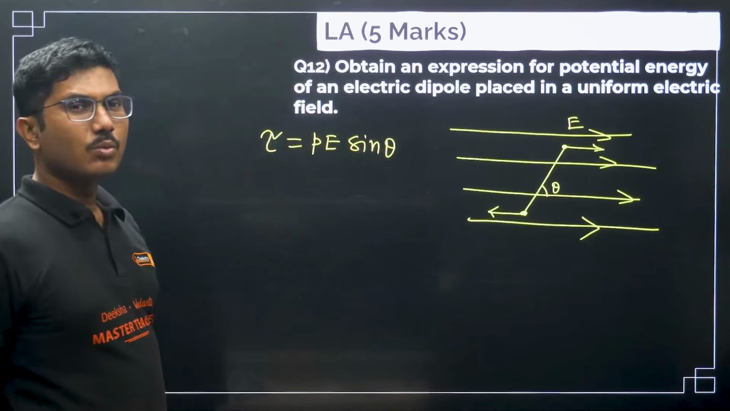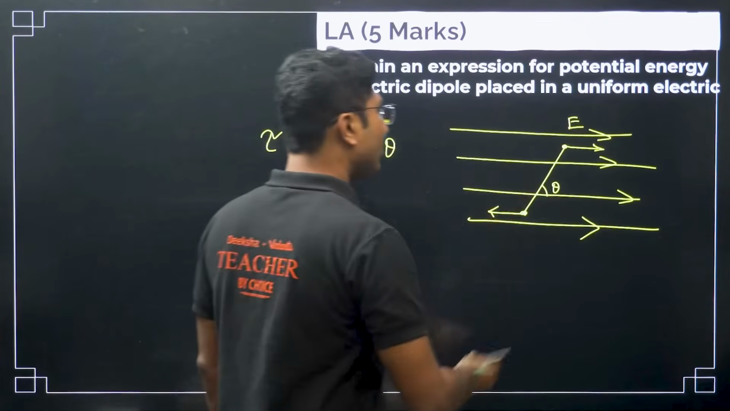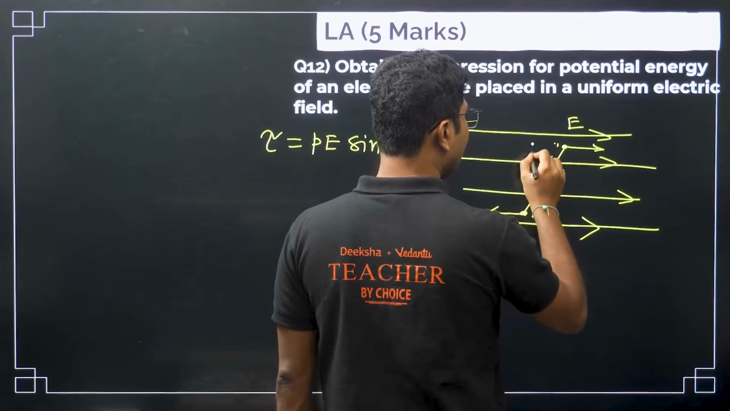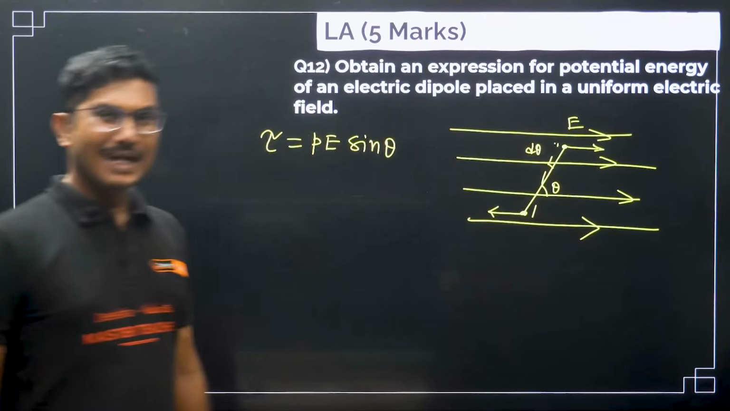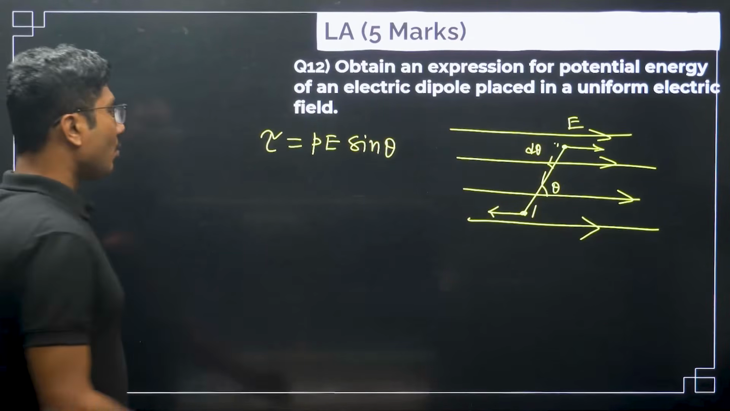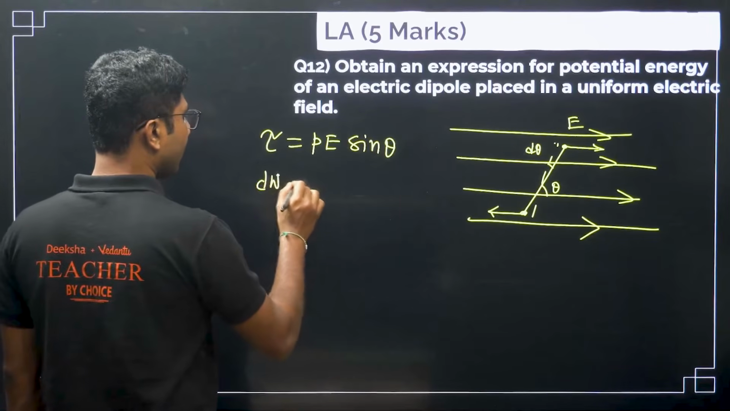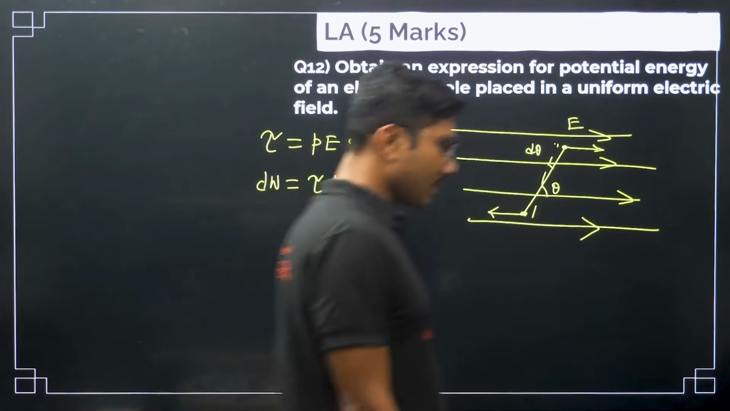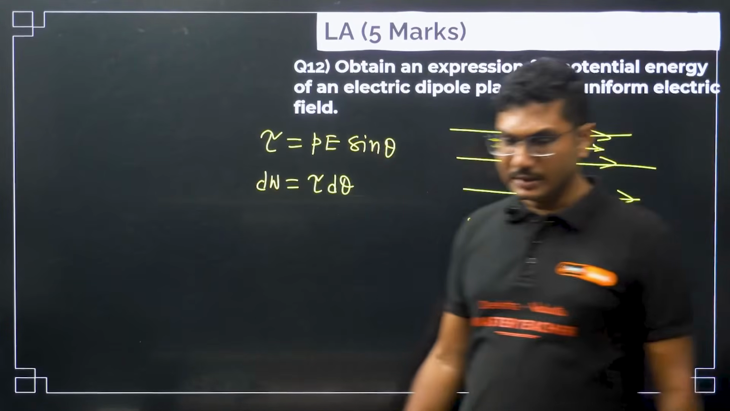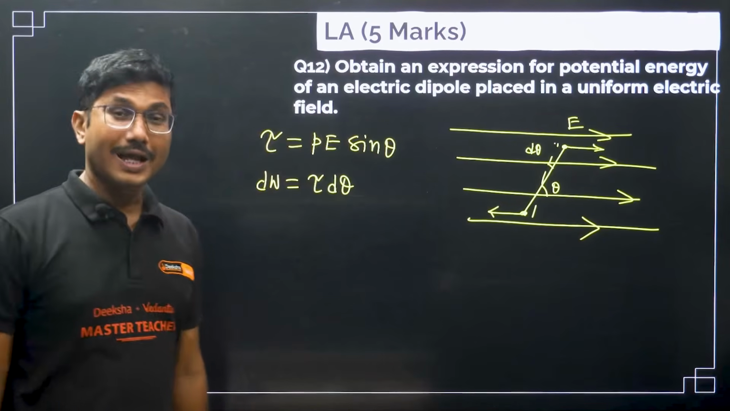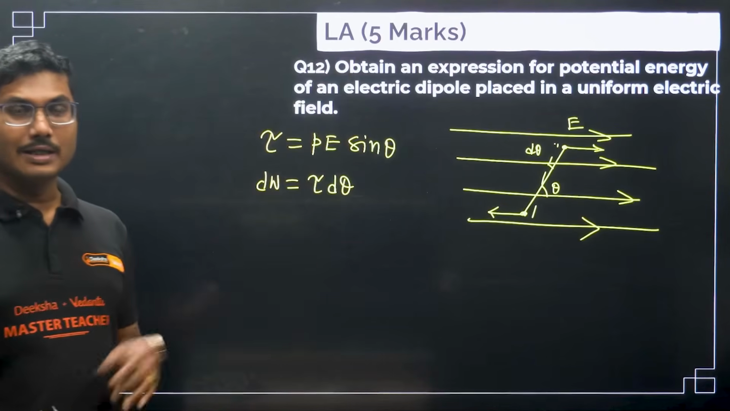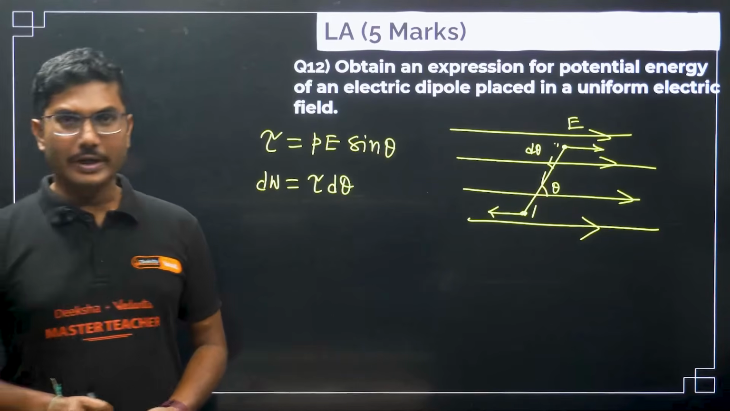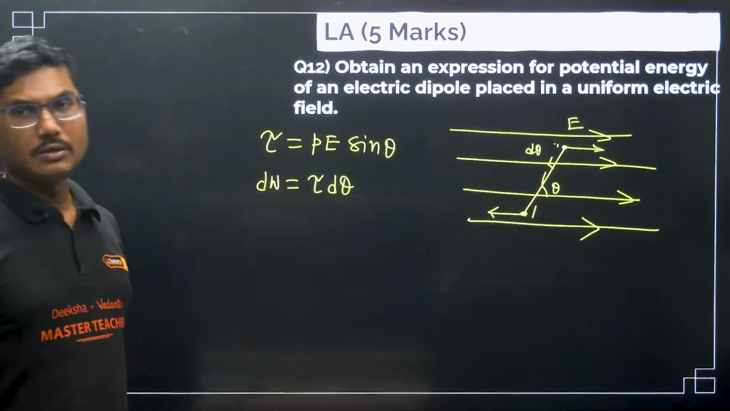Now if you want to change the angle, if you want to rotate this dipole by a very small angle d theta, then what would be the work done? Work done will be given by the torque that is acting times the displacement. In rotational mechanics, the work done is torque into the angular displacement. In linear motion, force into displacement; in angular motion, torque into angular displacement. So tau d theta is the work done.